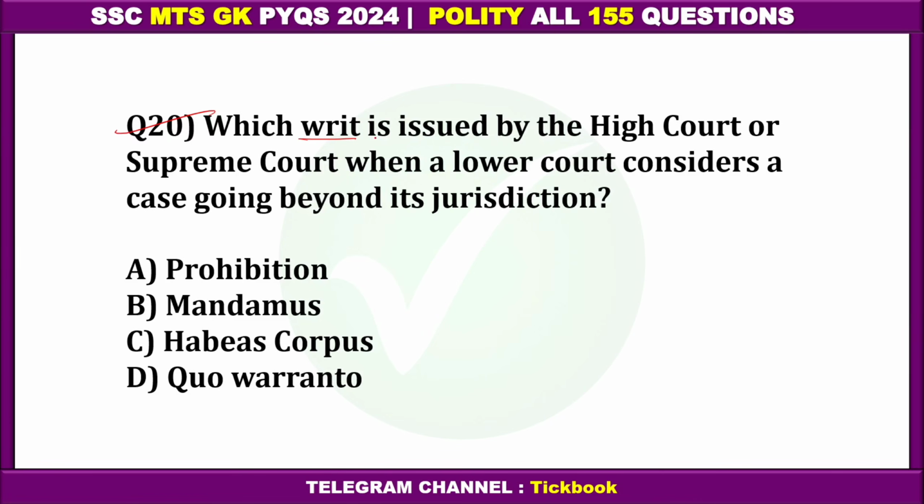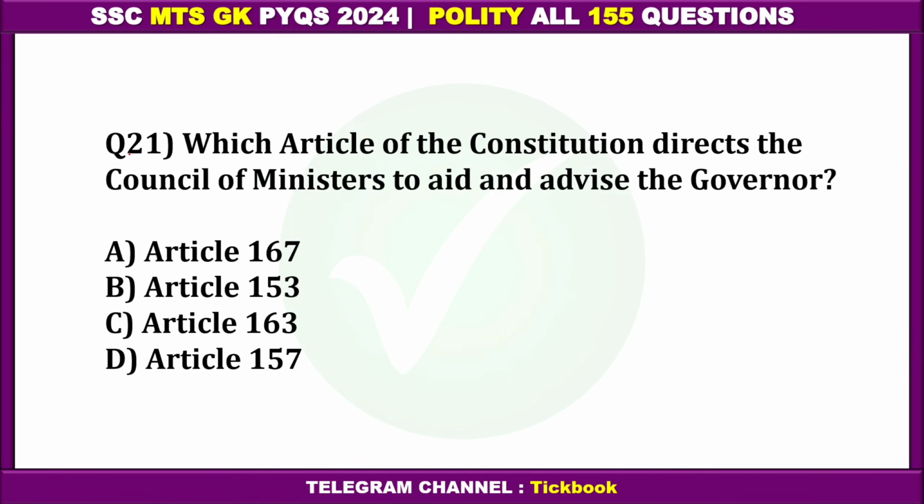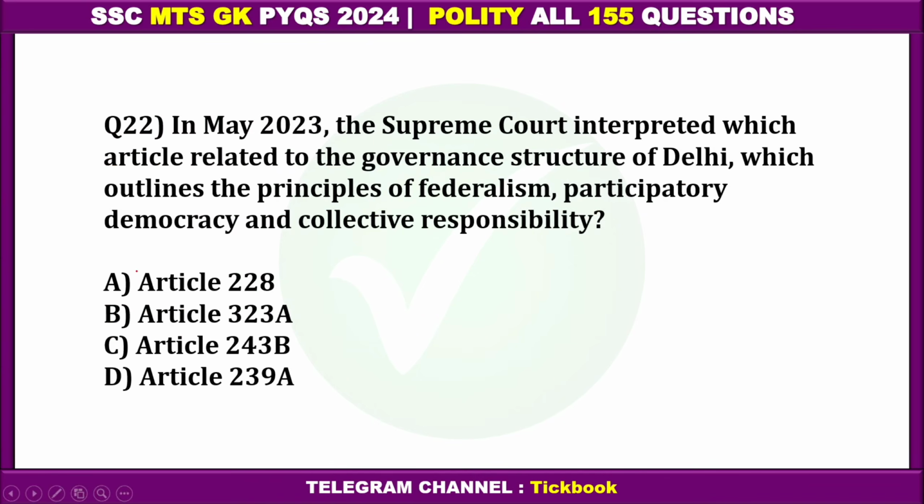20. Which writ is issued by the High Court or Supreme Court when a lower court considers a case going beyond its jurisdiction? Option number A, prohibition. 21. Which article of the Indian Constitution directs the Council of Ministers to aid and advise the governor? Option number C, Article 163.